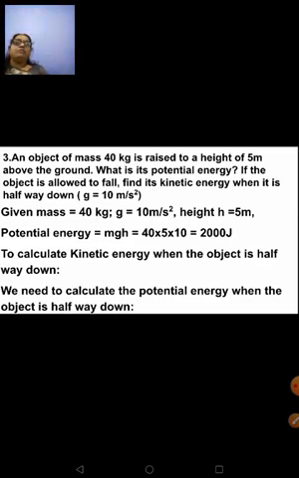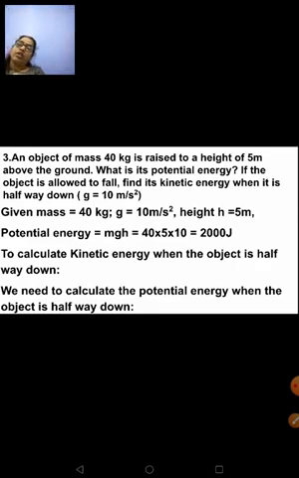Now, taking the mass as 40 kg and acceleration due to gravity, which is given in the question itself as 10 meter per second square, and your height as 5 meter, because first they want you to calculate the potential energy. Using the formula mgh, you get m as 40 into g is 10 into height is 5. When you multiply 40 by 5, you get 200. 200 into 10 will give you 2000 joules. So this is the potential energy when the object is raised to a height of 5 meter above the ground.